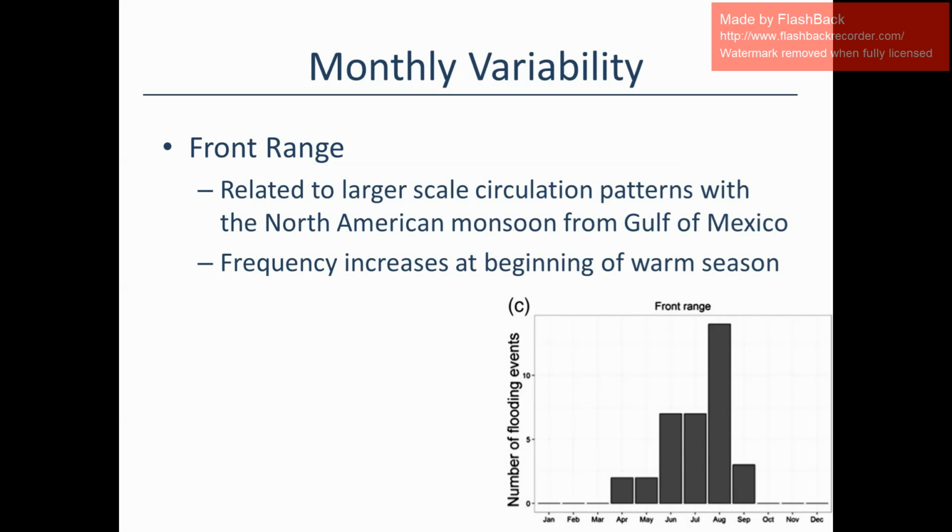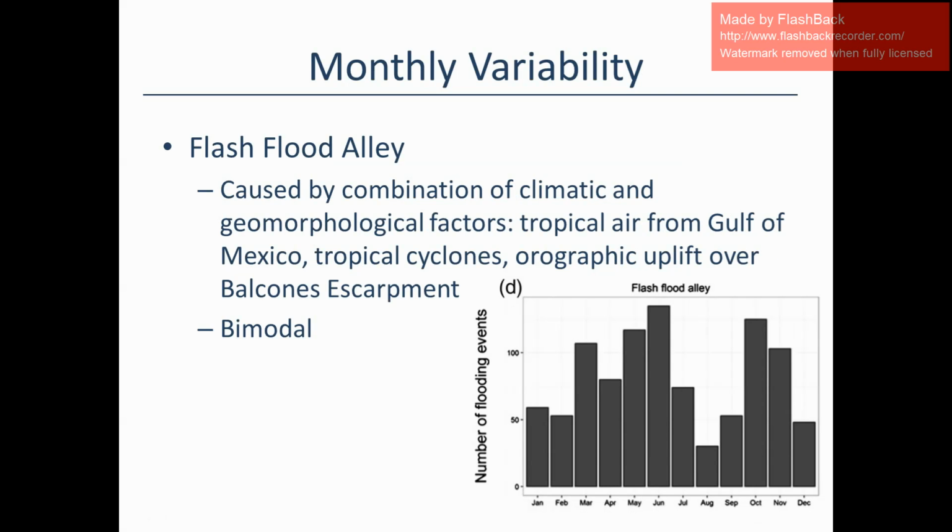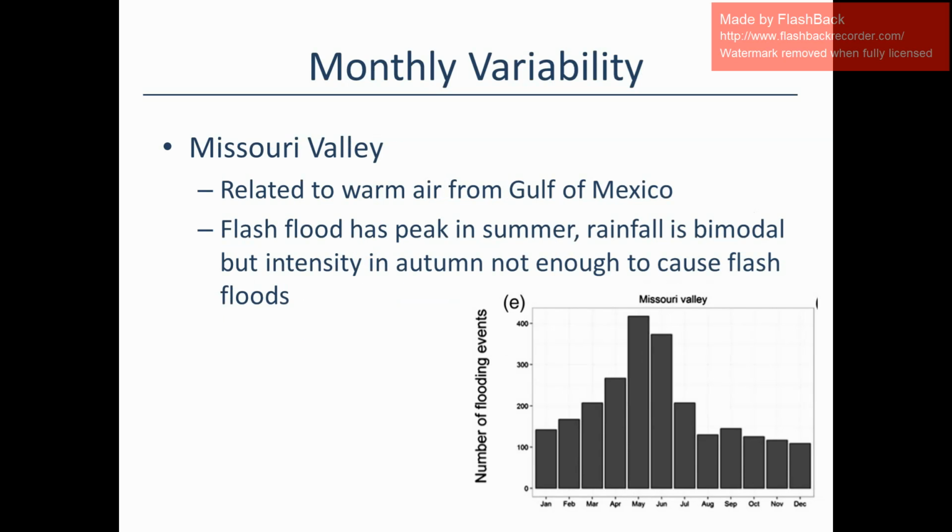Flash Flood Valley in Texas is caused by a combination of climatic and geomorphological factors, such as the tropical air from the Gulf of Mexico, tropical cyclones, and the orographic uplift. It has a bimodal character. The valley is related to warm air from the Gulf of Mexico. It has a flash flood peak in the summer. Even though rainfall is bimodal, intensity in autumn is not enough to cause flash floods.